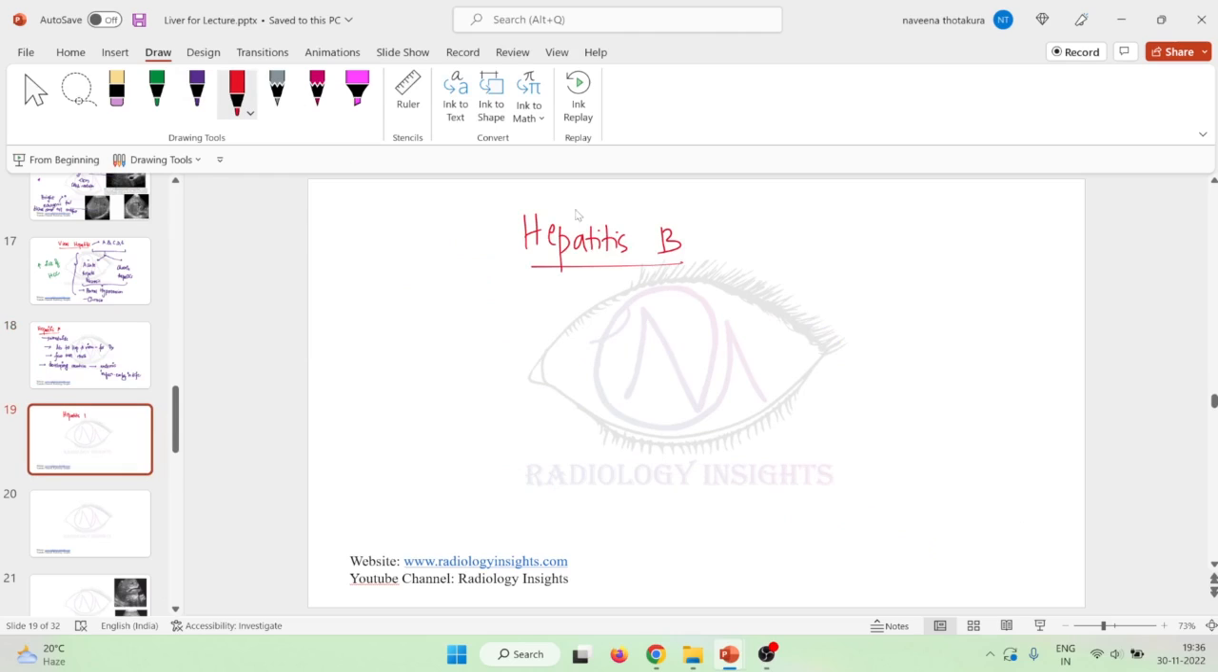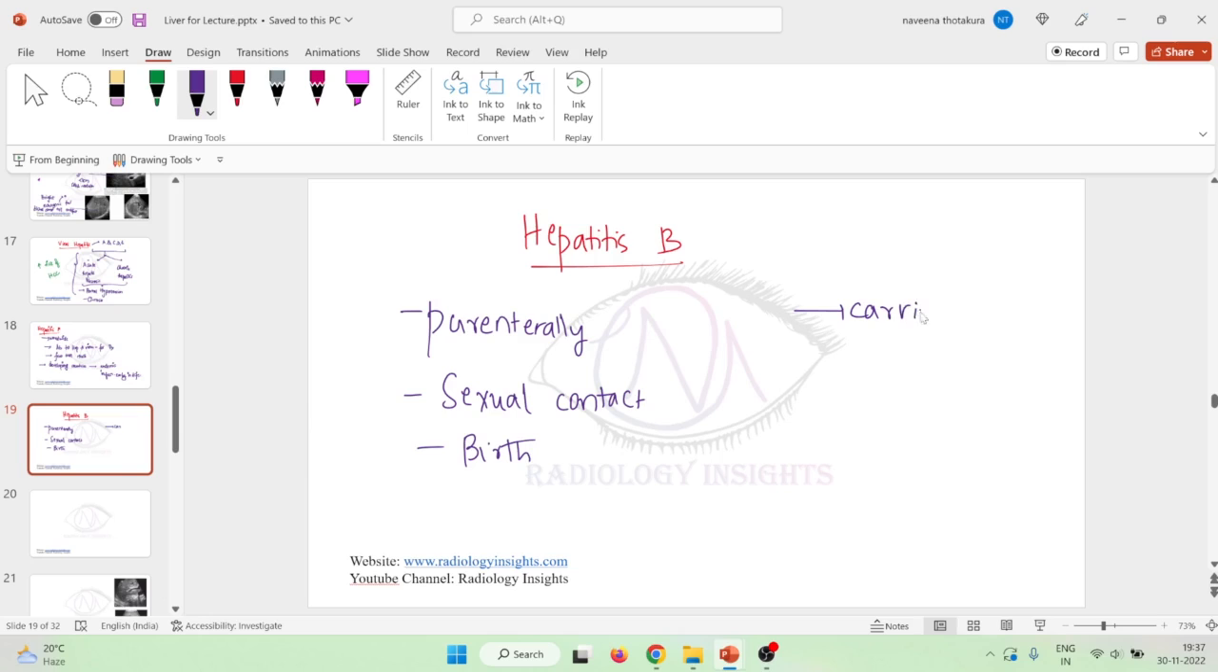Then we have the next type of hepatitis, which is hepatitis B. Hepatitis B occurs parenterally, that is through blood products, or it can be due to sexual contact, or it can be from mother to baby, that is through birth. In hepatitis B, a carrier state is present. That is, some of the patients carry the virus but do not show any manifestations. What are the markers of hepatitis B? HBsAg and also anti-HBc are the markers of hepatitis B.